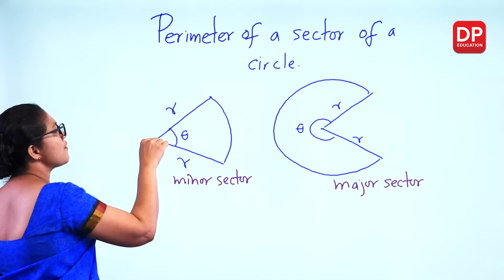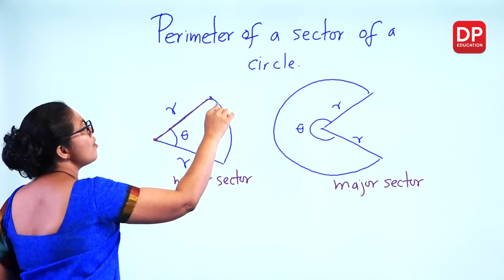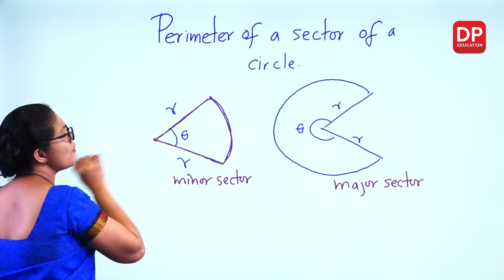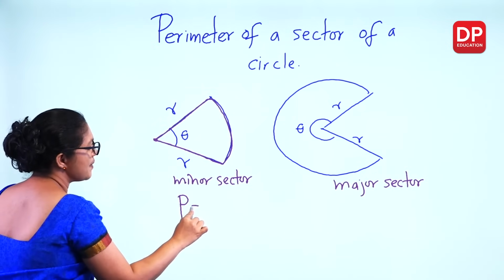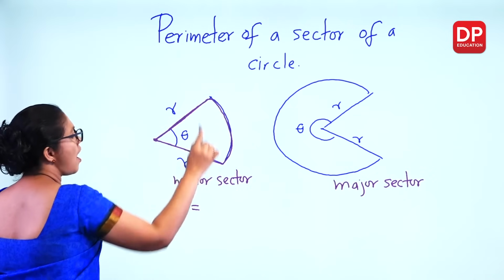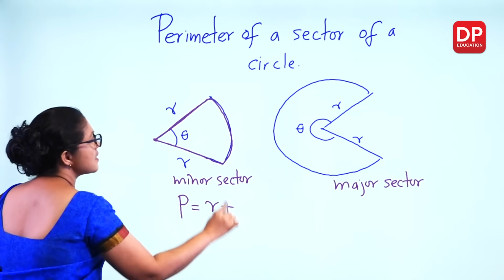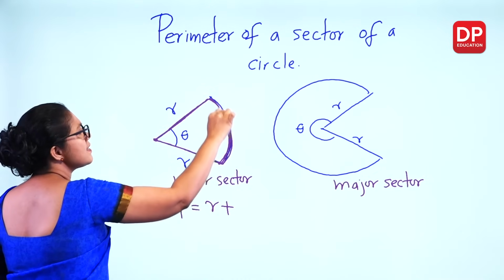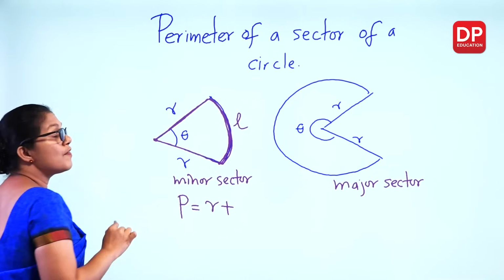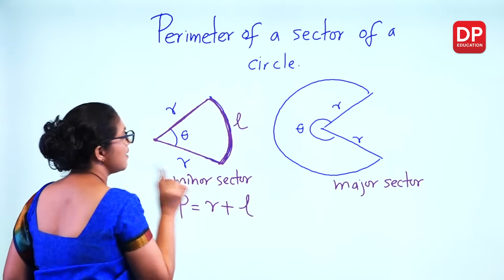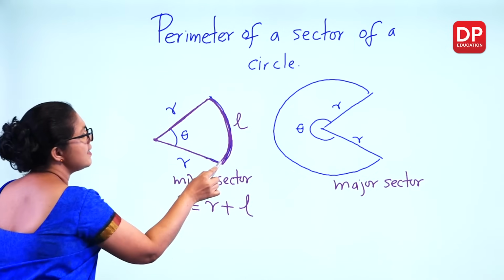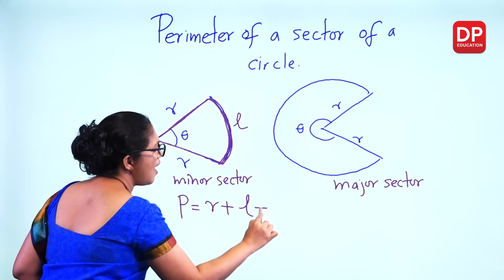So when we start from here, we can go round this and find out the perimeter. So we'll start from here. What is the perimeter? You need to find r plus... what is this one? This is the arc length we found before. So here for the arc length, we'll put L, and here again another r.